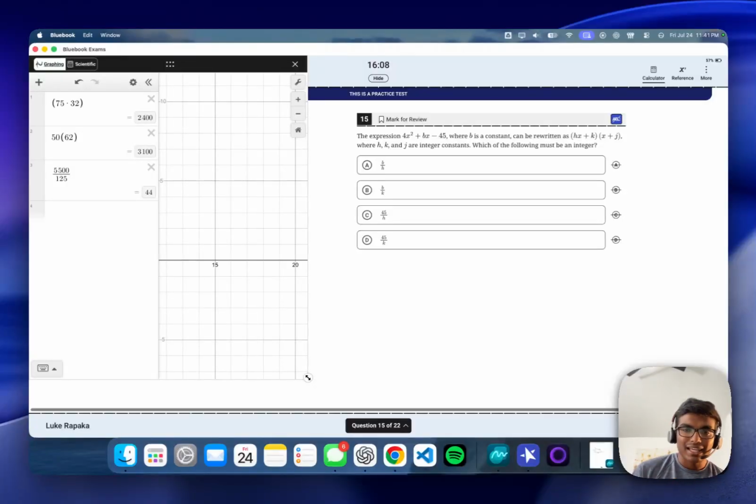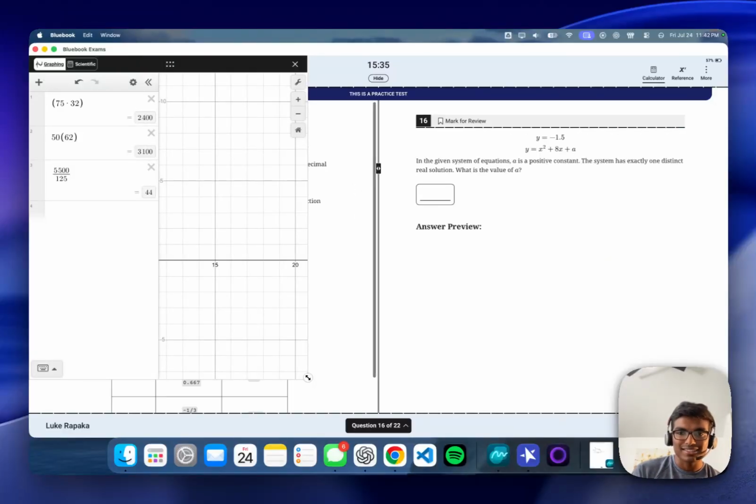Okay, the expression can be written. Which of the following has to be an integer? Okay, so k times j have to be negative 45. And k and j have to be integers. So it's got to be 45 divided by k because k times j has to be negative 45, so it has to be a factor. So that's easy.